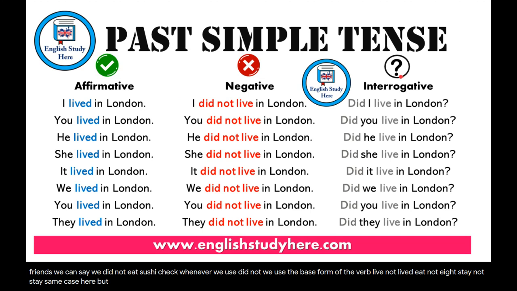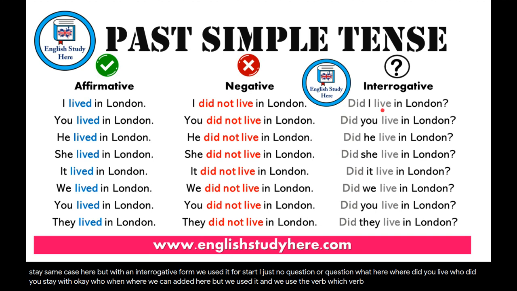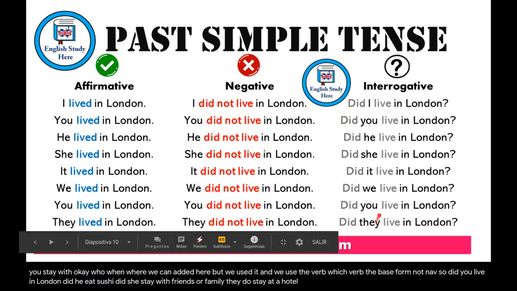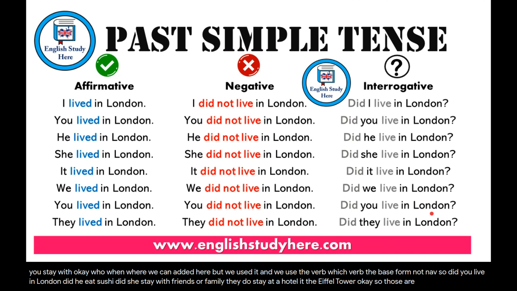Same case here, but with the interrogative form, we use did. For a start, a yes-no question or question word here. Where did you live? Who did you stay with? Okay, who, when, where, we can add it here, and we use the verb. Which verb? The base form, not the ed form. So, did you live in London? Did he eat sushi? Did she stay with friends or family? Did you stay at a hotel? Did you visit the Eiffel Tower? Okay, so those are some examples.